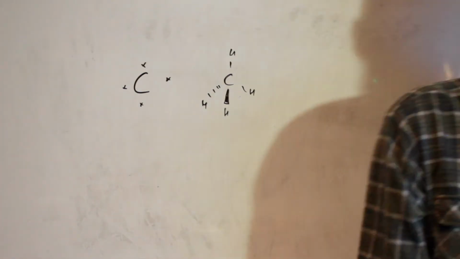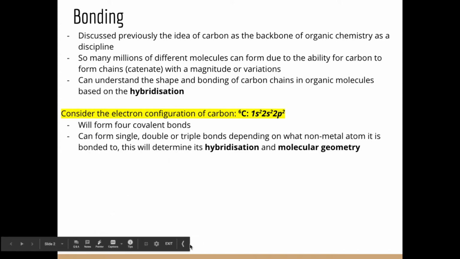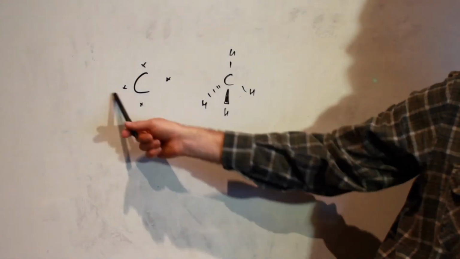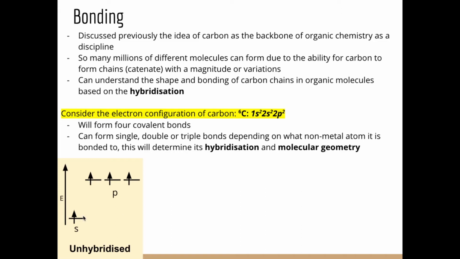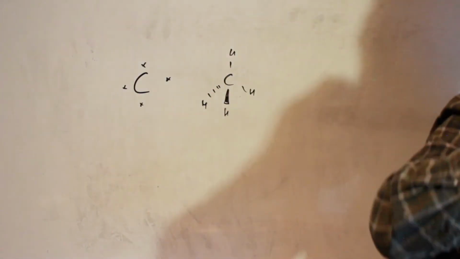If we were to consider the energies of the electron subshells, we might predict an unhybridized electron diagram to look like this, where we've got 4 electrons in 4 orbitals that can each make a covalent bond: 1 in the s and then 3 in the p. However, the p being a higher energy subshell than the s, that would mean that these would not all be equivalent bonds, when in actuality that is what is observed.